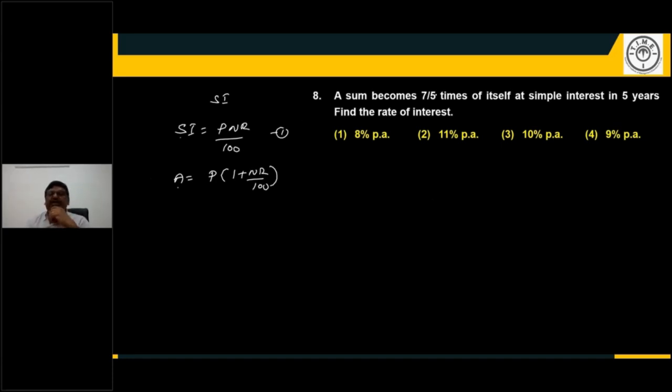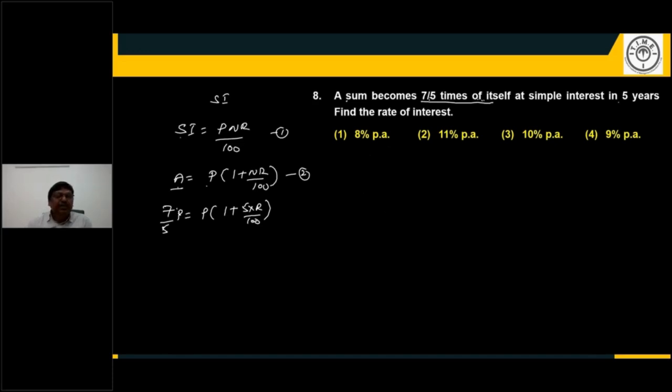A sum becomes 7 by 5 times of itself, which means the total amount is 7 by 5 times. If the sum is P, students, the amount is 7 by 5 times of P, equals P into 1 plus how many years, please? In 5 years, N is 5, into R by 100. You have to find R. Just substitute in the second formula, the amount formula. The sum becomes 7 by 5 times, which means the total amount is 7 by 5 times. It's not the interest, please, right?